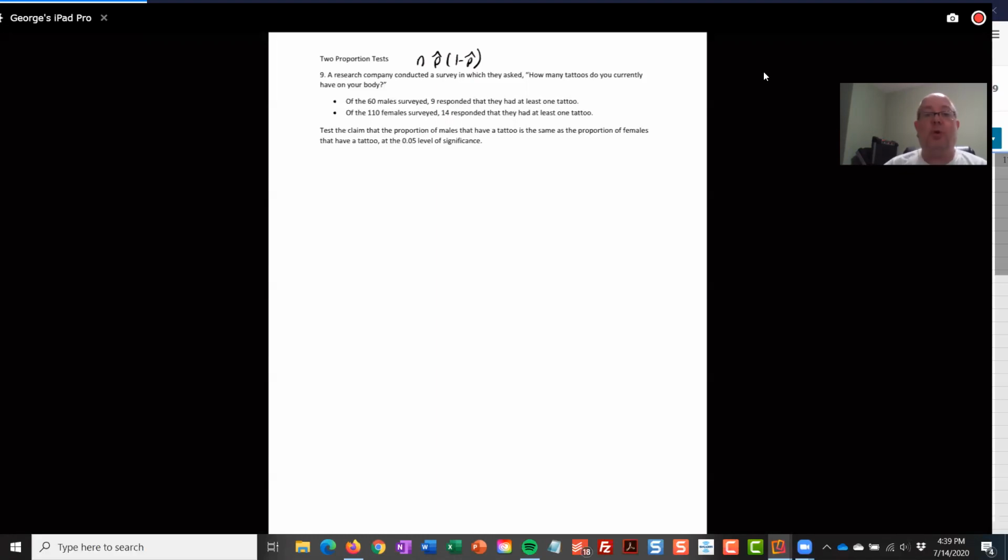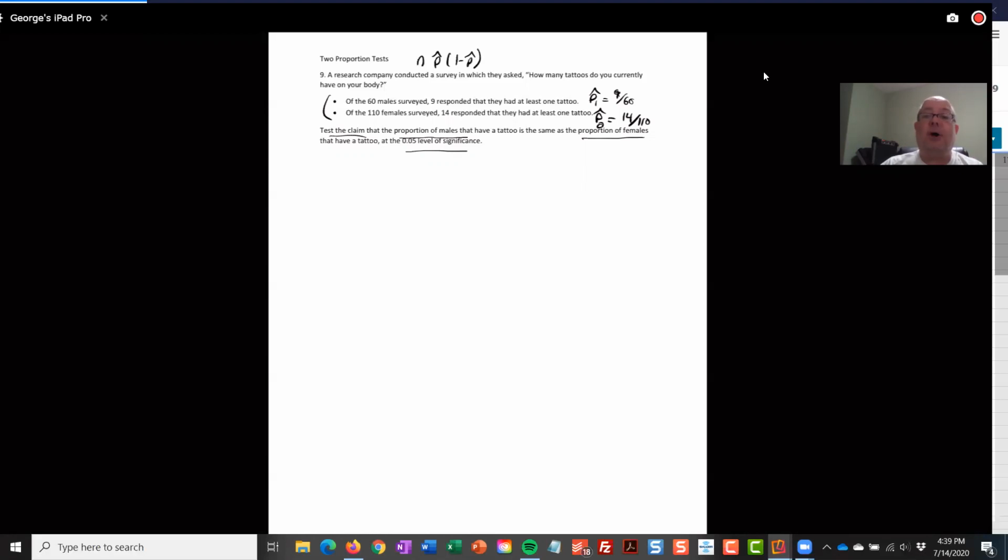In this problem, we know it's a hypothesis test. We've got a level of significance. We're testing a claim. But the way we know it's a two proportion test is because we're comparing a proportion of one group to a proportion of a second group. Also, we have two samples of the form this many out of that many. The first sample, p hat sub 1, is 9 out of 60. The second one, p hat sub 2, is 14 out of 110. So we're looking for two samples of that form, this many out of that many.